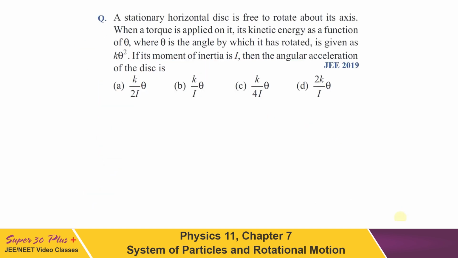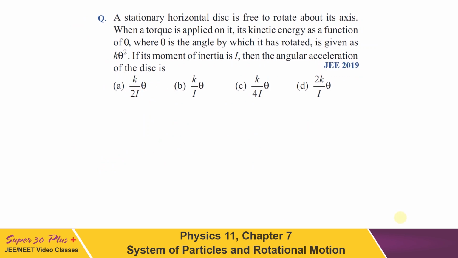Let's move to the next question. A stationary horizontal disc is free to rotate about its axis. When a torque is applied on it, its kinetic energy as a function of theta, where theta is the angle by which it has rotated, is given as k theta square. If its moment of inertia is I, then the angular acceleration of the disc is.